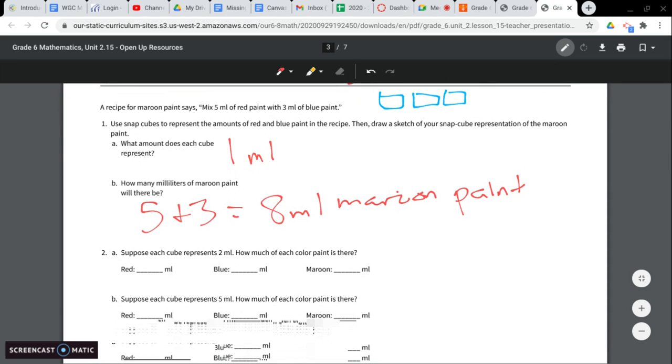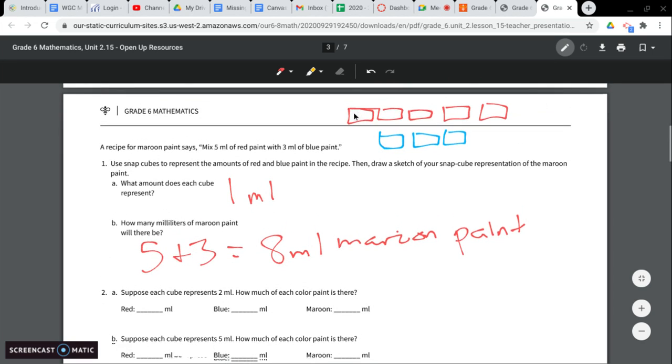Now, for number 2, suppose each cube represents 2 milliliters. How much of each color of paint is there? So if now each one of these is 2, well, 2, 4, 6, 8, 10. Same thing with blue. 2, 4, 6. We doubled the amount. So 10 plus 6 is 16 milliliters of maroon.